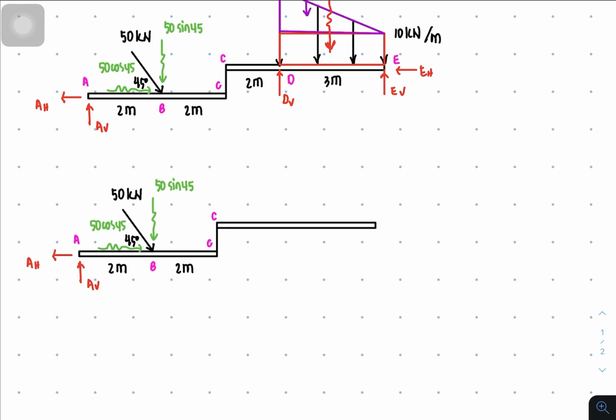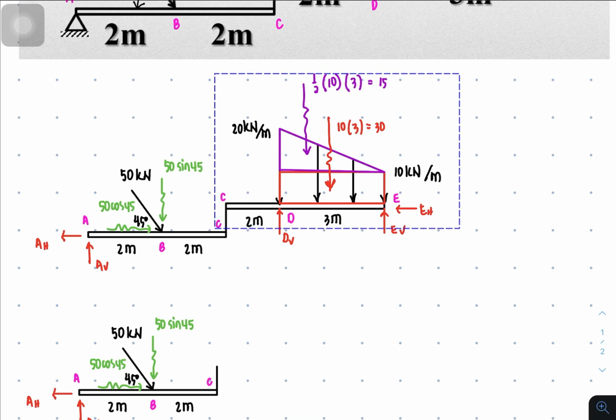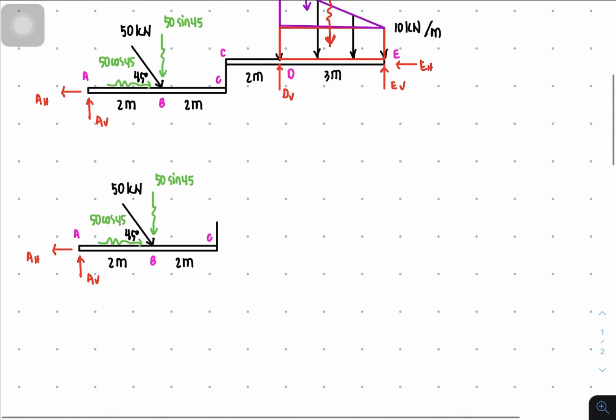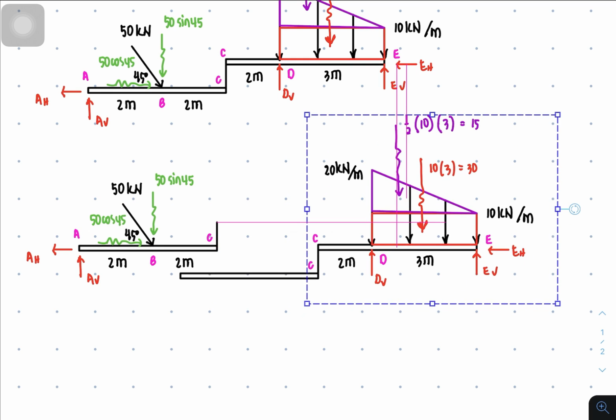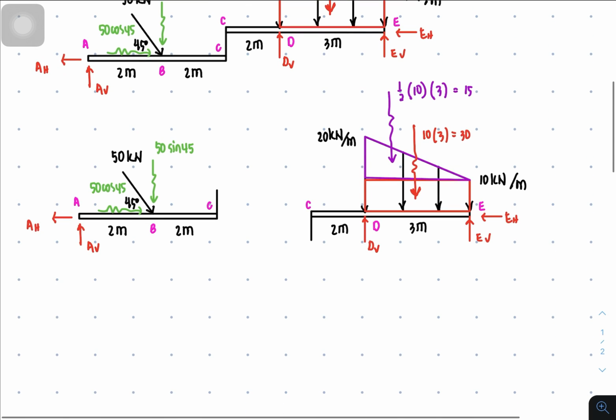I'll separate the beam, so I'm just going to erase this and this one. And then the other, so I'll separate it also. I just wanted you to get the difference of the two. So I'm separating it. So I'll just remove this one. And as you observe, akong gipabilin ang iyahang support.